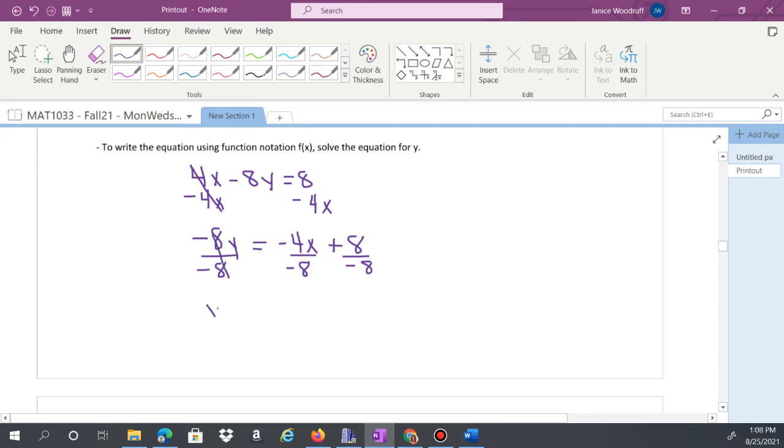And that's going to give me y equals negative 4 divided by negative 8. That double negative will make this positive, and 4/8 is going to reduce to 1/2 x. And 8 divided by negative 8 will give me a negative 1. So that's what it's asking for there. It's just going to have this f of x, which is our function notation, equals, and then I'll have the box, and then you'll type this in. So 1/2 x minus 1. This is the part that you're going to type in.